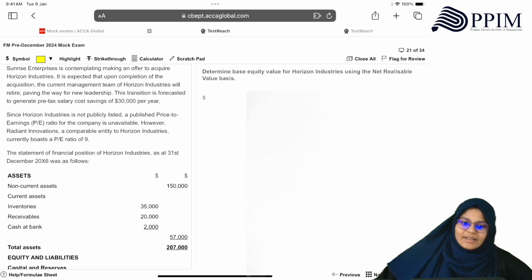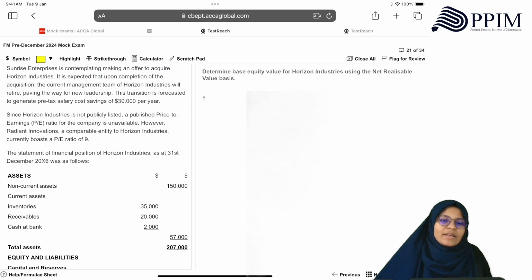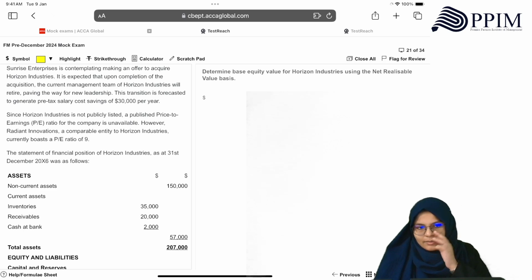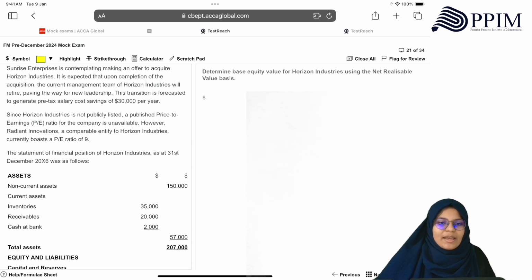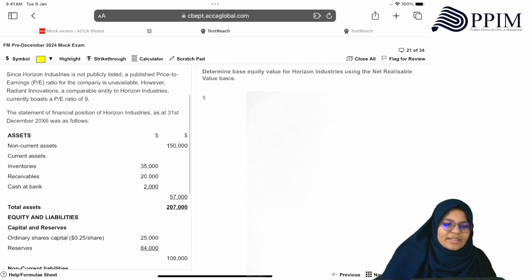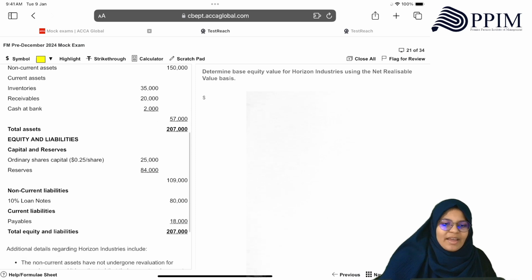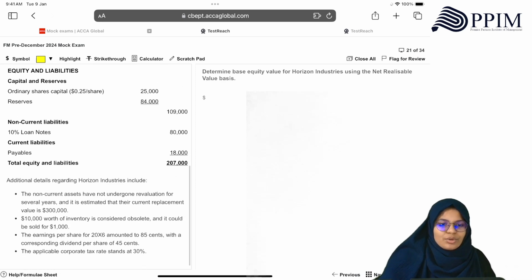However, Radiant Innovations, a comparable entity to Horizon, currently boasts a PE ratio of 9. So we can use 9 as a substitute because we don't have the PE ratio for the company in hand. The statement of financial position of Horizon Industries as at 31st December is as follows. You have non-current assets, current assets, inventory, receivables, cash. Then we have ordinary shares, reserves, loan notes and payables.